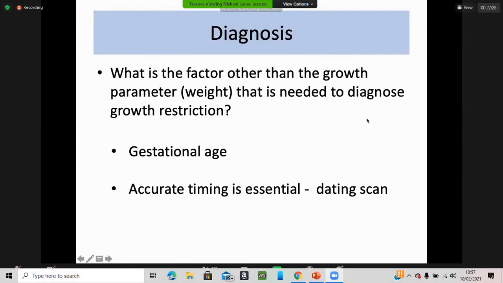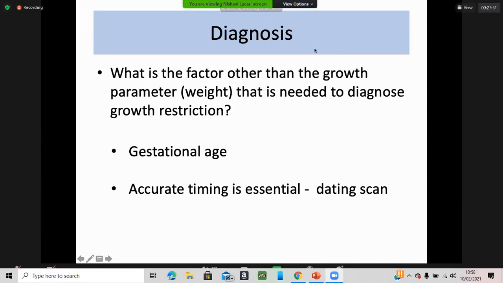Without it, as I showed you in a previous example, a 1 kilogram baby who is 28 weeks is appropriate for gestational age. But if it is 1 kilogram at 35 weeks, that is growth restricted or small for gestational age. So accurate timing is essential for us to see whether the baby is growth restricted or not.